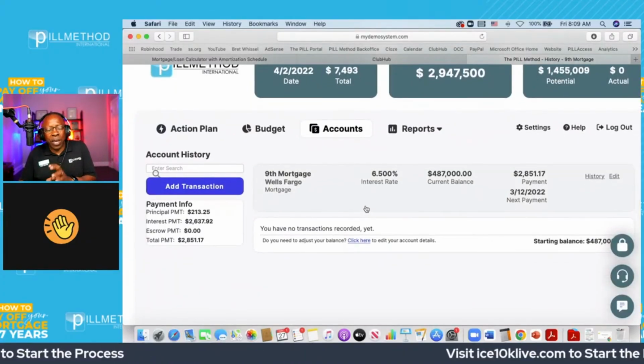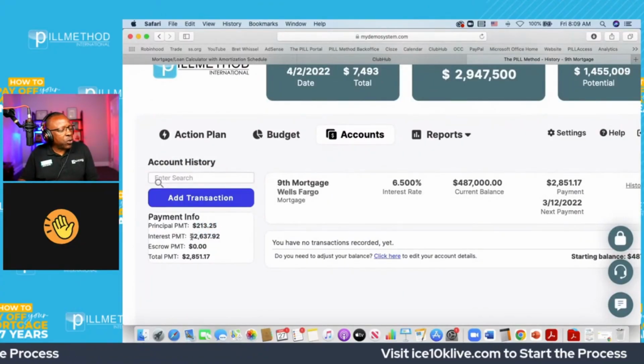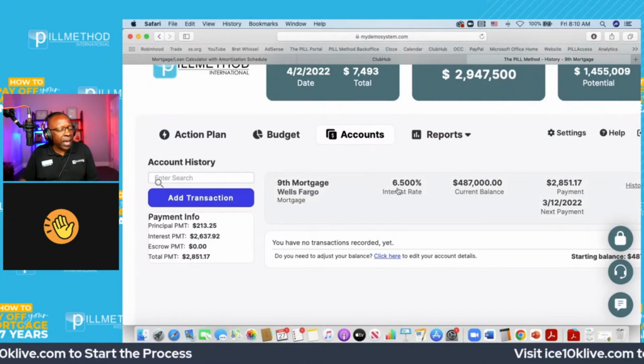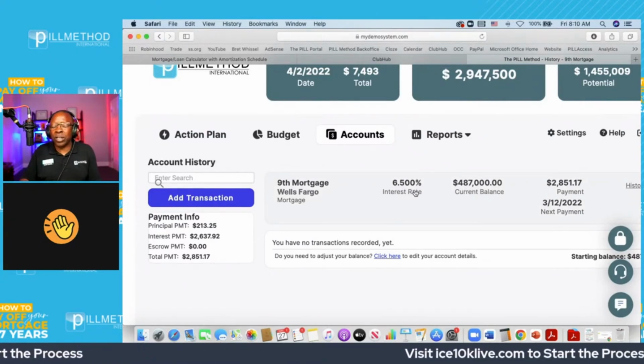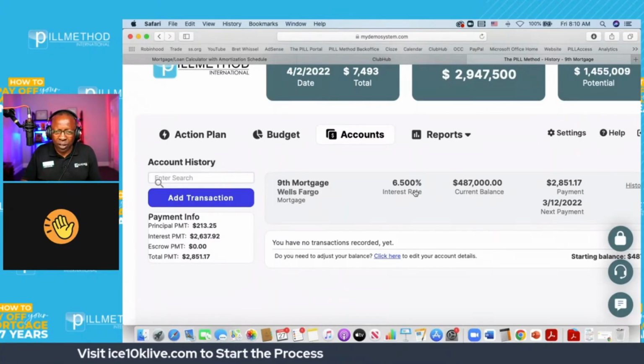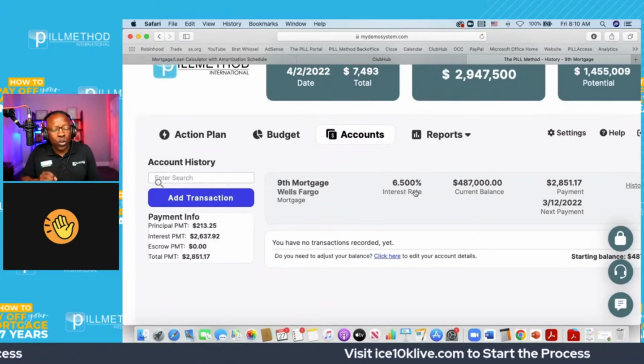When he makes his payment on this mortgage, $213 goes to principal, $2,637.92 goes to interest. This is $487,000 at 6.5% interest. Folks, do you realize that's where the interest rates are going? 6.5%. It's here today. It's here now. Okay. What can you do with that?